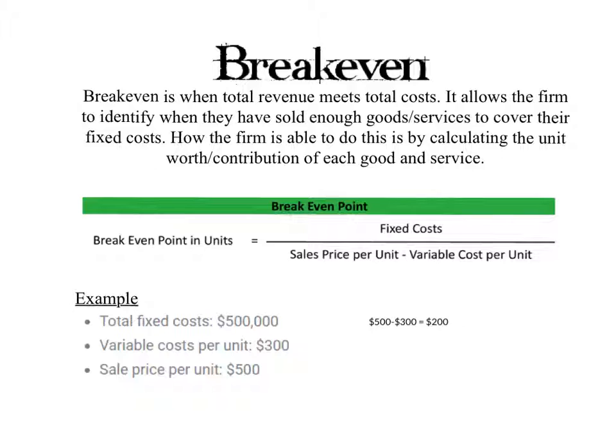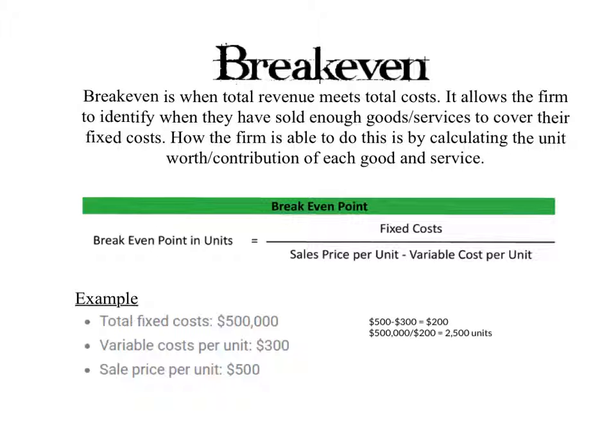So for this good, we've got our price of $500. We've got our variable cost of $300, which gives us a contribution of $200. So for every unit that is sold, $200 goes towards paying off their fixed costs. Now their fixed costs are $500,000. So the next step would be $500,000 divided by $200 equals 2,500 units.